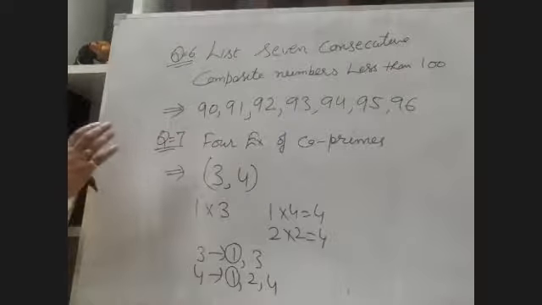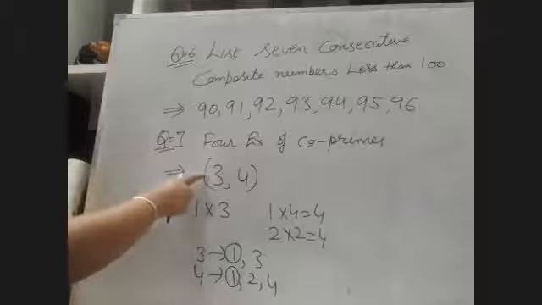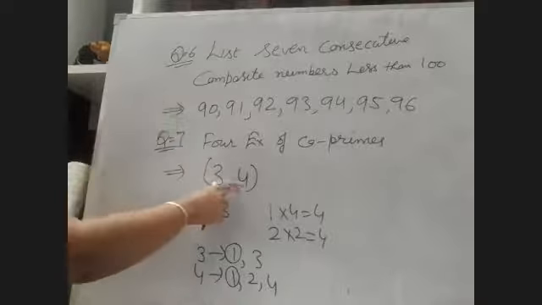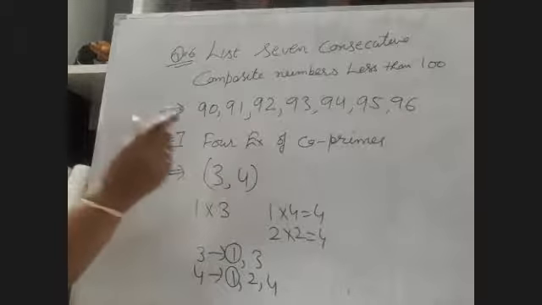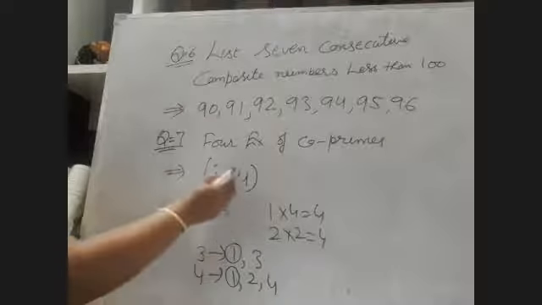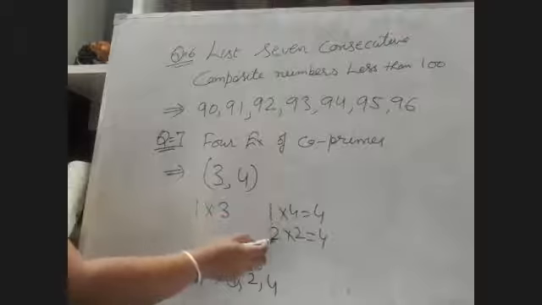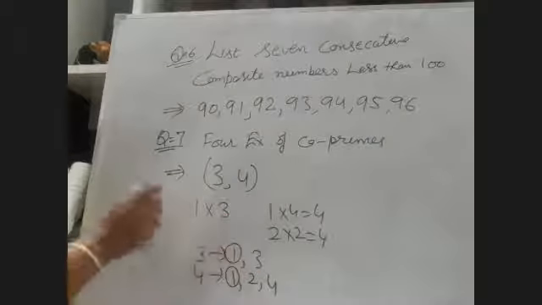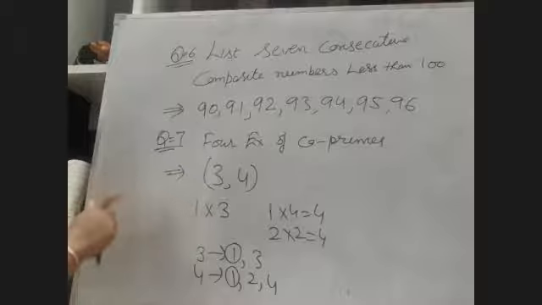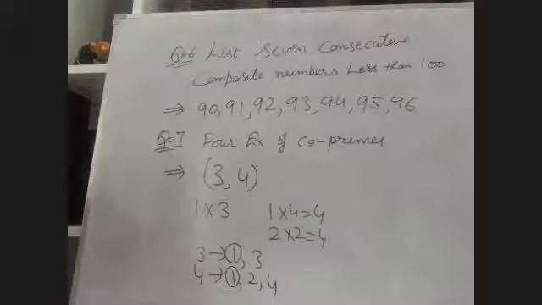To check co-prime numbers, first we find all factors of the first number, then all factors of the second number. Then choose the common factor. All factors of 3 are 1 and 3. All factors of 4 are 1, 2, and 4. Now the common factor is only 1. So it means 3 and 4 are co-primes.